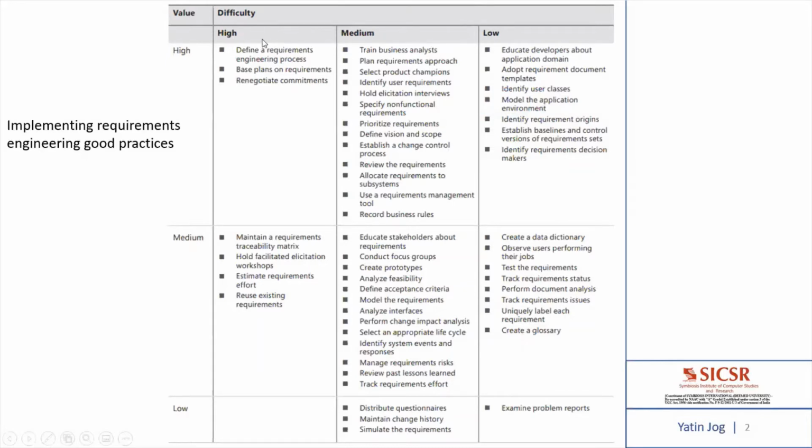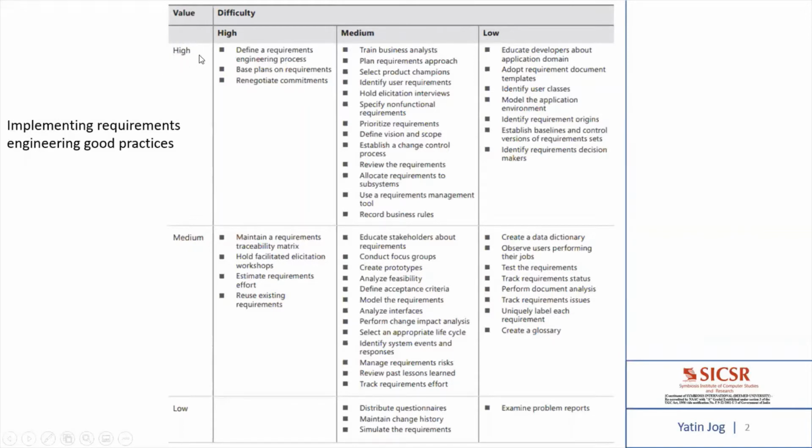So high means the good practices mentioned under high are very difficult to implement, and the good practices which are mentioned below low are very easy compared to other good practices. Similarly, in case of rows, we have categorized the good practices in terms of their value. If we implement a certain good practice, how valuable that good practice is going to be for my successful project completion. So what is the impact of that good practice?